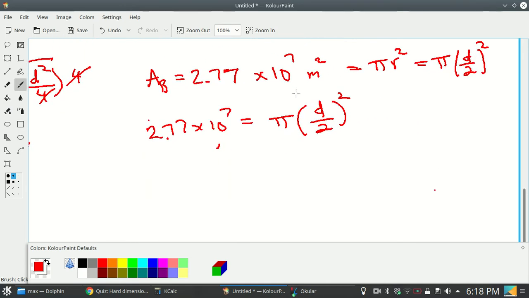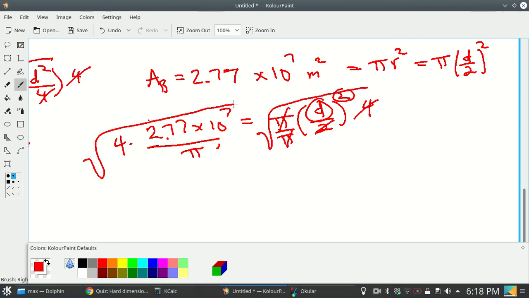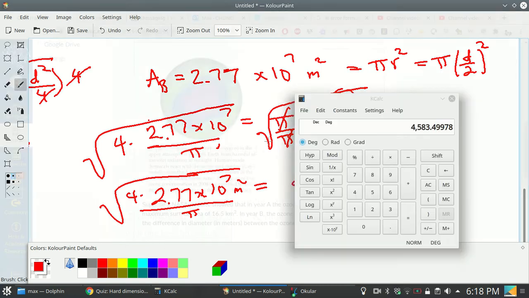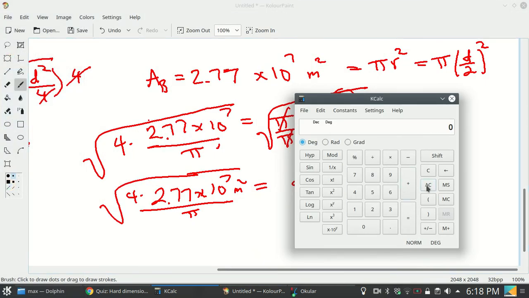Okay, and now I will solve for the D by dividing everybody by pi. That gets rid of this pi, and multiplying everybody by 2 squared, which is 4. So that's going to get rid of this guy. All right, then I have to get rid of the squared, so I'm going to take the square root of both sides. So the D equals the square root of 4 times 2.77 times 10 to the 7th meters squared divided by pi. Now, square root of meters squared is meters, by the way, so that's a nice confirmation that you're doing the problem right.